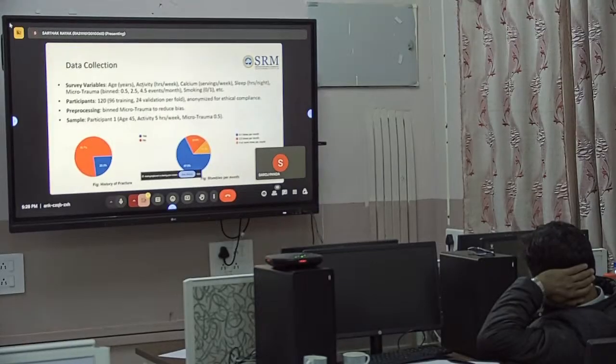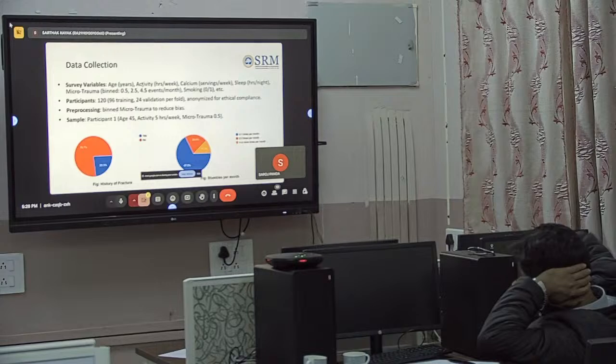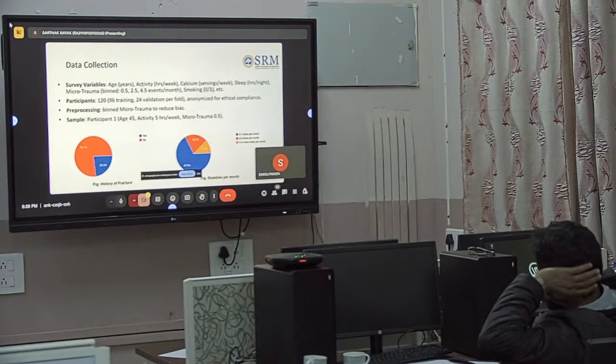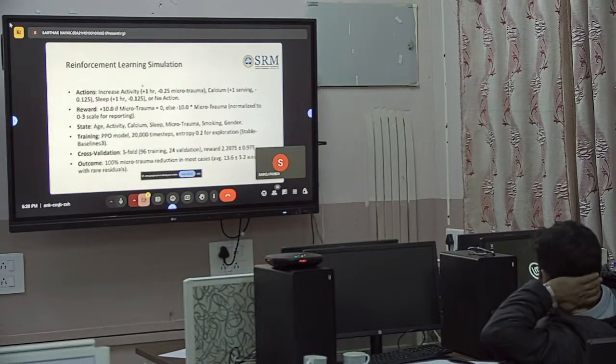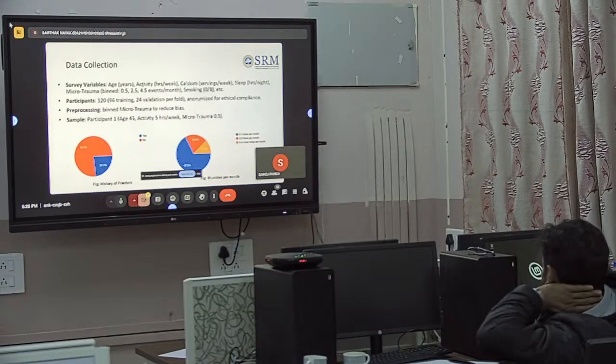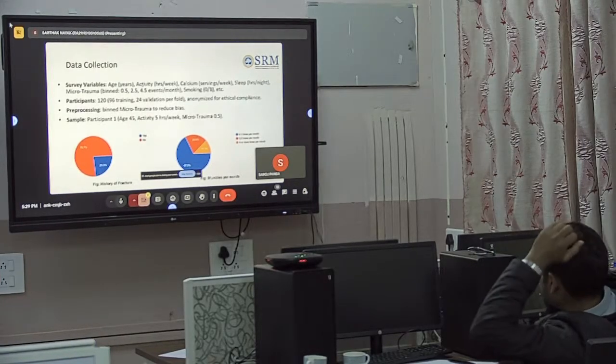We move on to the data collection, which we did through a Google form. We collected age, activity, calcium intake, sleep, and all those parameters. We categorized the microtrauma into 0.5, 2.5, or 4.5 events per month to reduce bias. This graph shows the number of stumbles participants encounter per month, and whether they have a history of fracture or not.